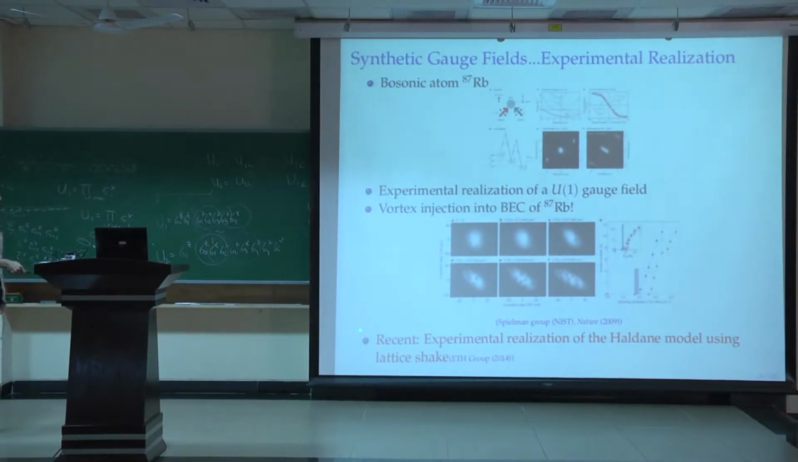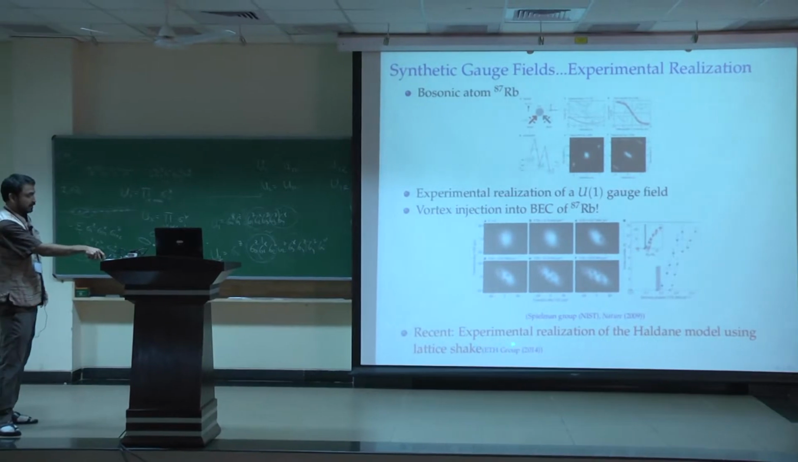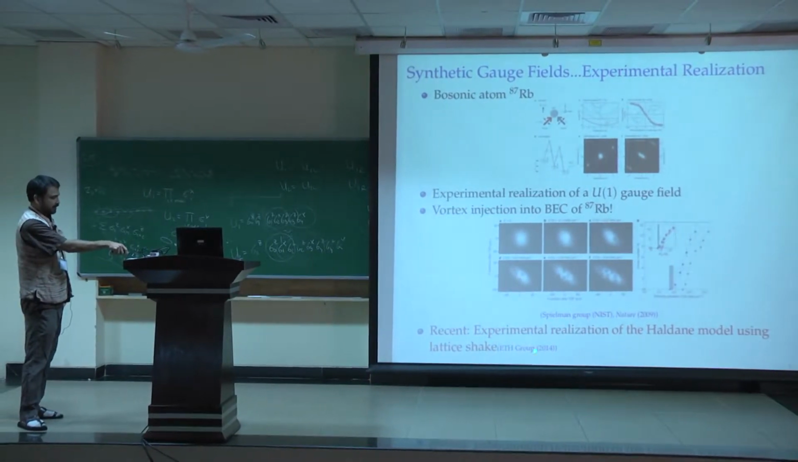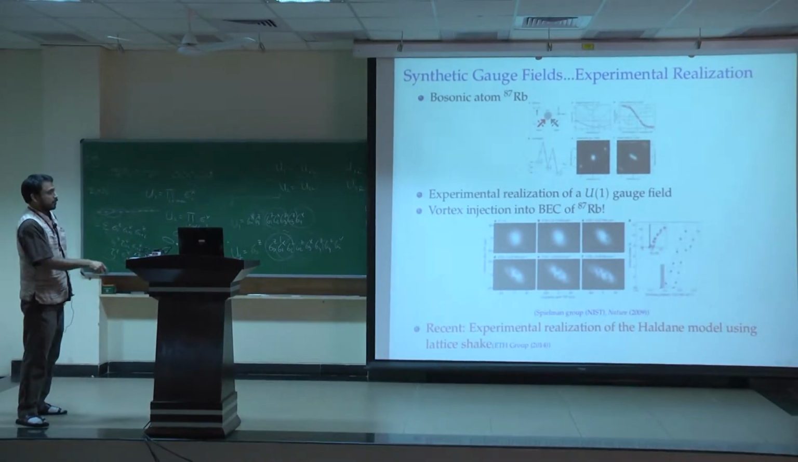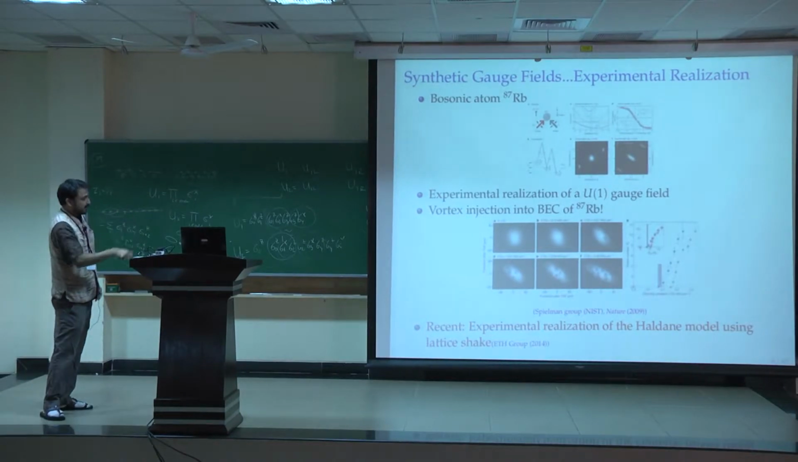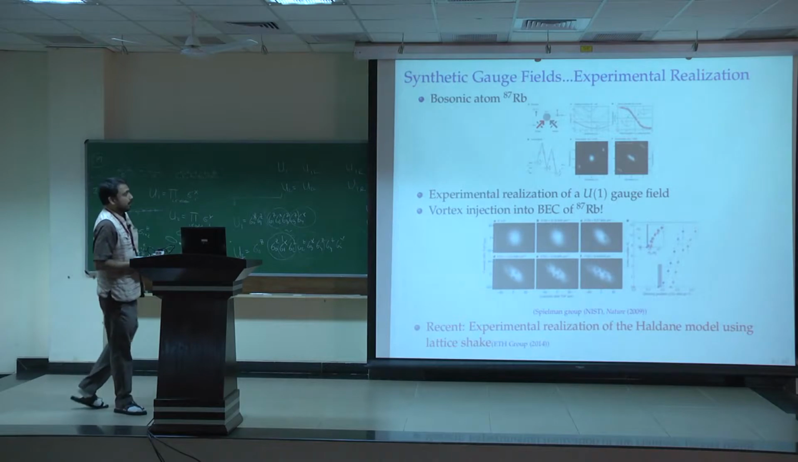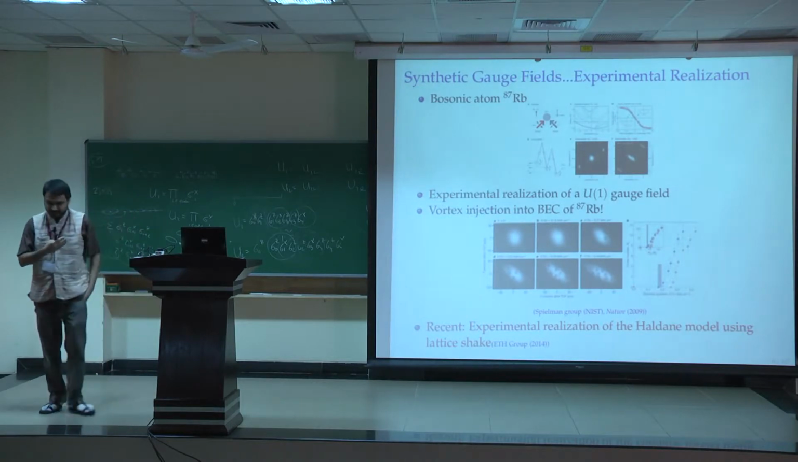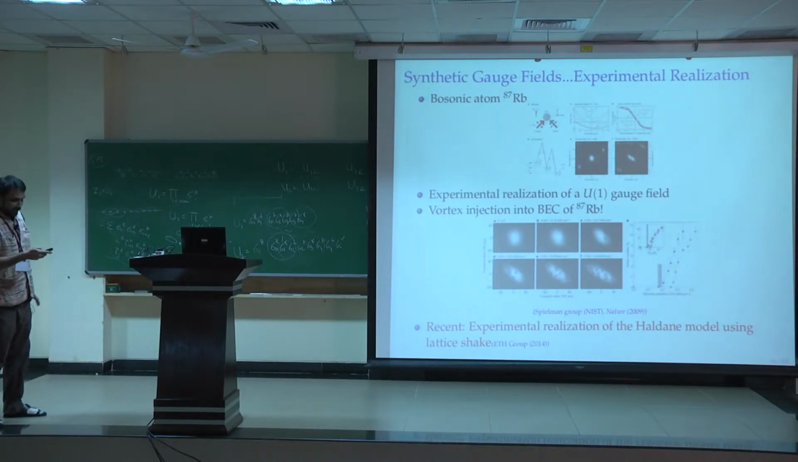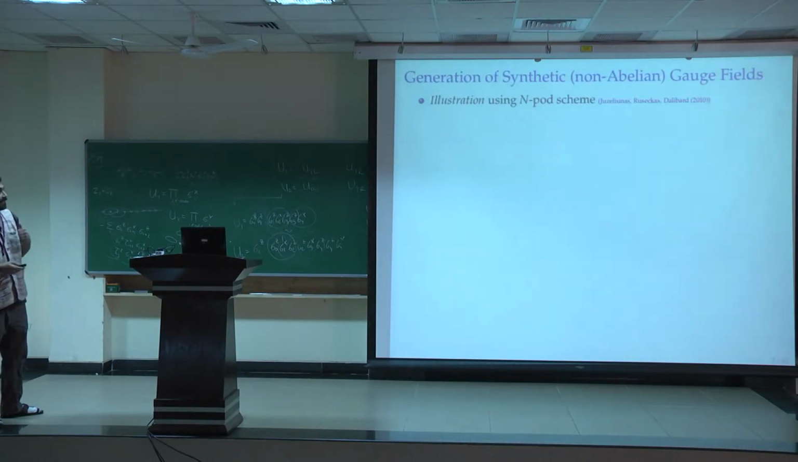Some of the most recent experiments on this are the realization of the Haldane model on a honeycomb lattice from the Esslinger group at ETH. So this is one of the early experiments, and this is some of the more recent experiments. I've just introduced this idea, and let me now give you a very quick picture of how these gauge potentials can arise.